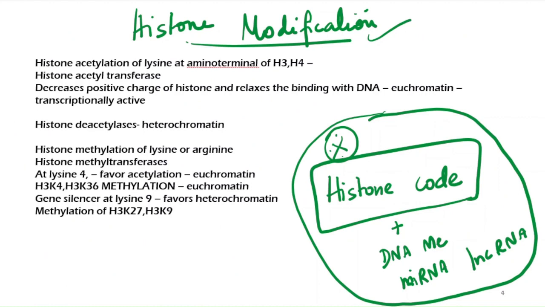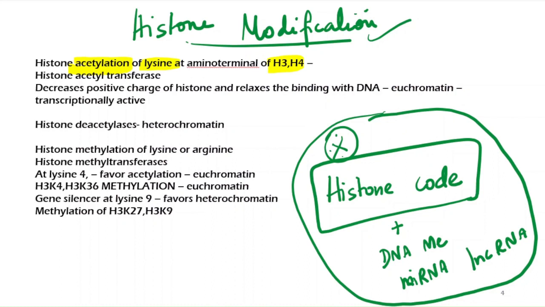Now, histone modifications. Histone acetylation. What is the first one? Histone acetylation. I had already told you the histones are rich in basic amino acids like lysine and arginine. So if you acetylate this lysine at the amino terminal of your H3 and H4, most commonly the acetylation of H3 and H4 takes place at the lysine residues.